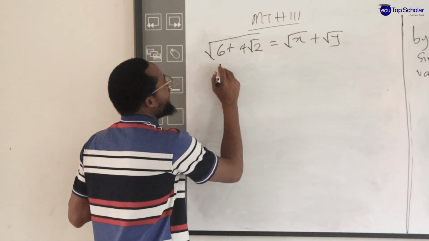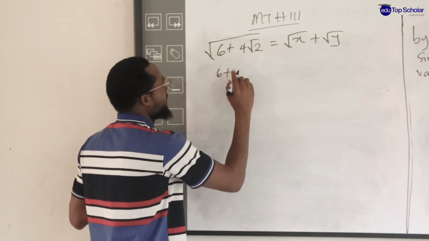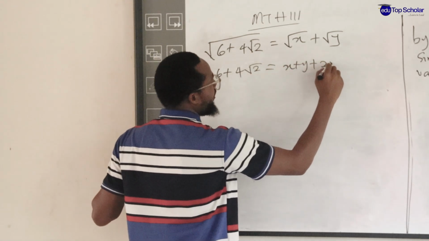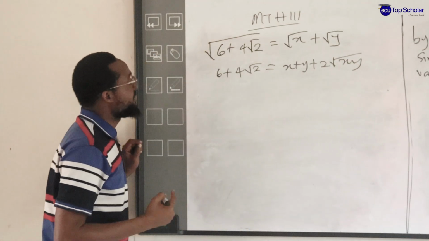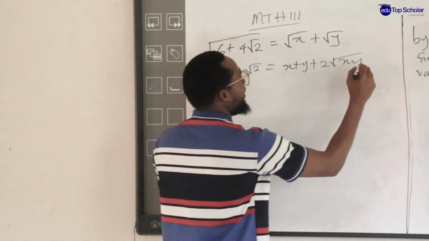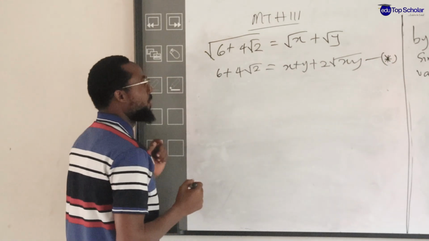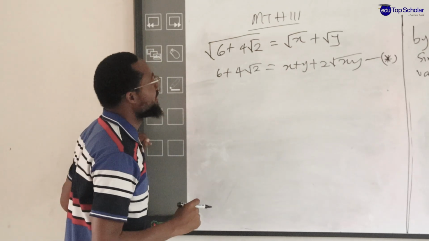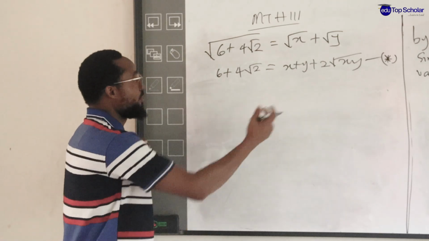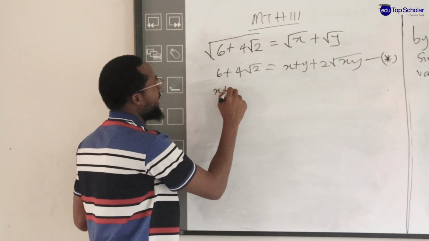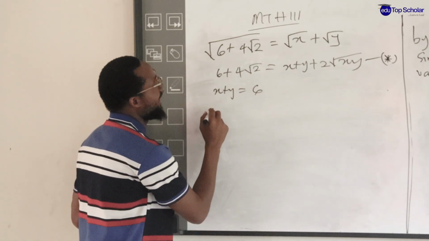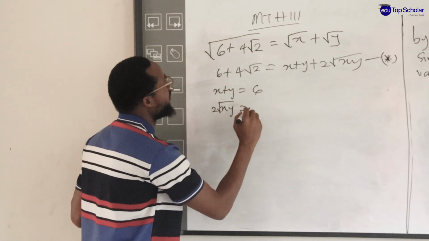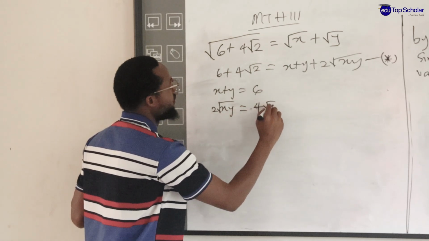Now, by squaring both sides of this, we have 6 plus 4 root 2 equals x plus y plus 2 root xy. And from here, let me name this equation star. By comparing both sides of star, I don't want to be writing this since we already have it in the description we had earlier. So, by comparing both sides of star, we have x plus y equals 6, and 2 root xy equals 4 root 2.